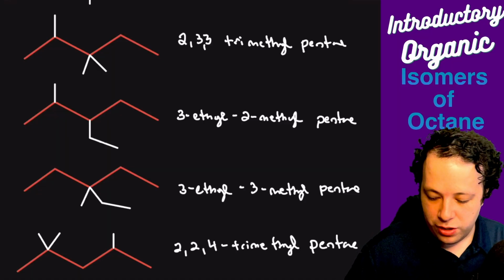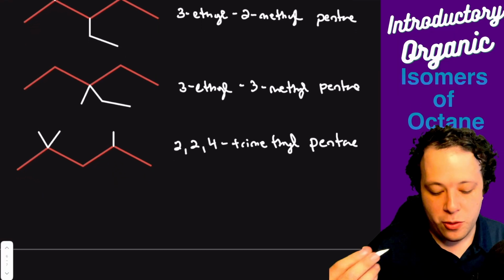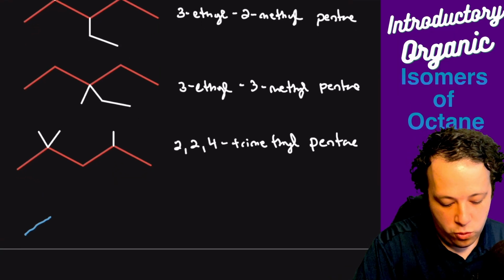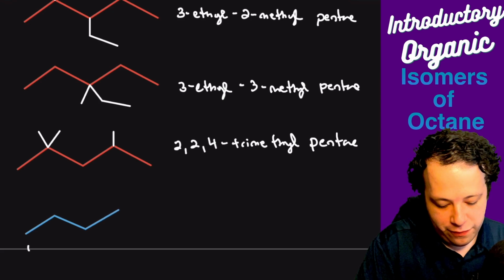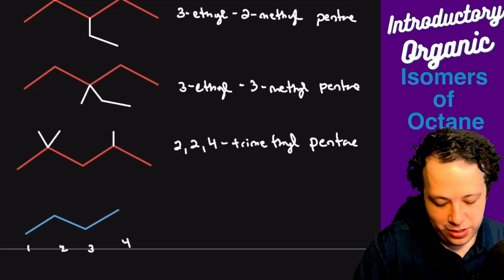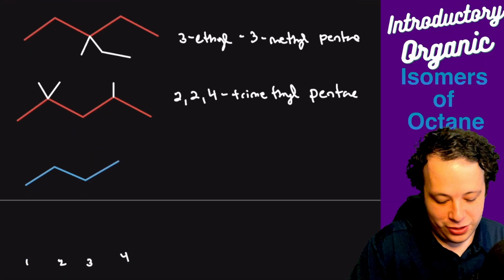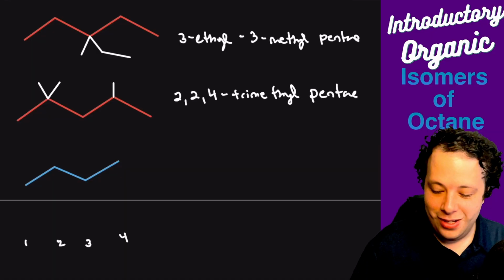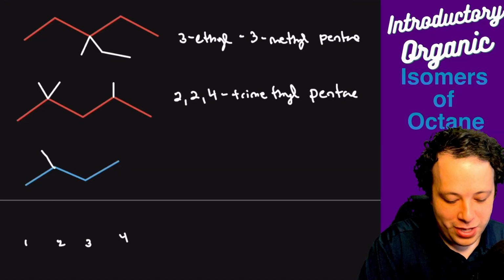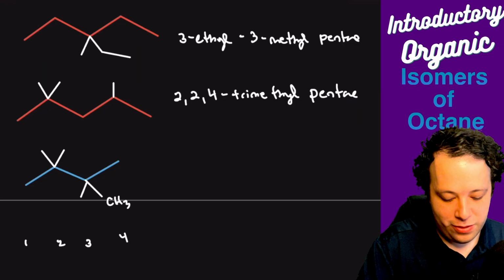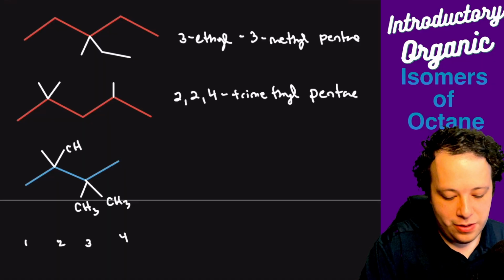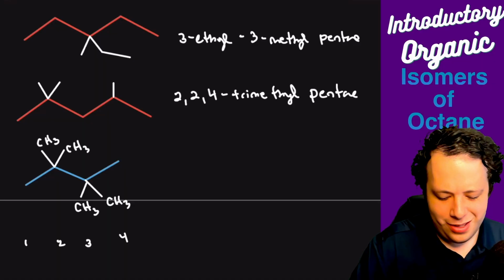Now, our last structure, right? We have one more possibility: what if we go one shorter? What if we do a butane, right? So we have 4 carbons that are here. Can we possibly fit 4 potential methyl groups on this structure? And the answer is yes, you can. We could do 2 methyl groups on carbon 2, and then 2 methyl groups on carbon number 3, right? So we have all these little CH3s on all these structures. So how do we do that?